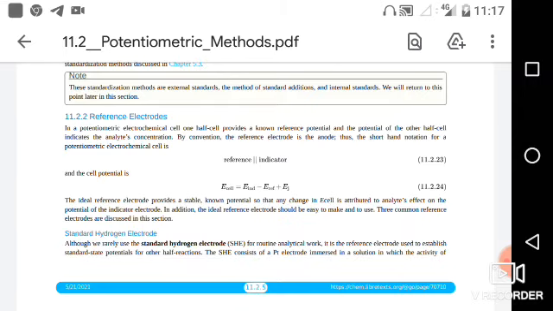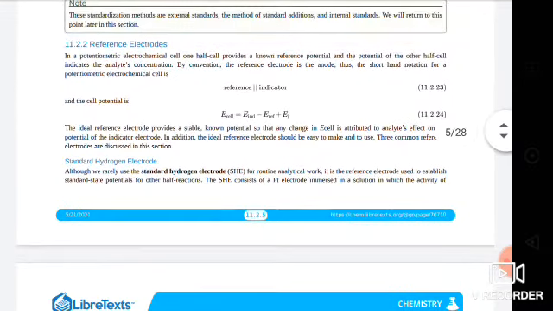So the ideal reference electrode provides a stable, known potential, so that any change in the E cell is attributed to the analyte's effect on the potential of the indicator electrode. In addition, the ideal reference electrode should be easy to make and to use. Three common reference electrodes are known: the standard hydrogen electrode, calomel electrode, and silver chloride electrode.